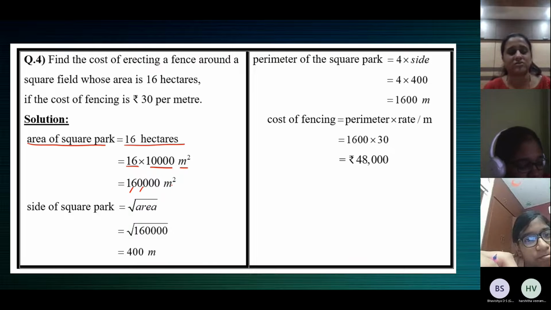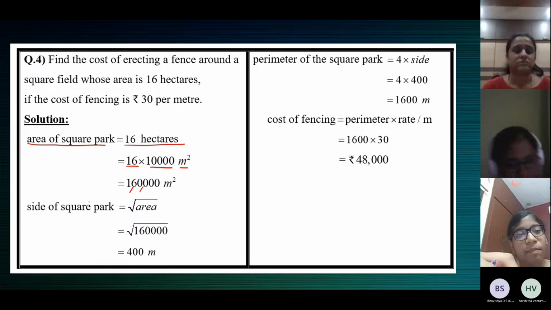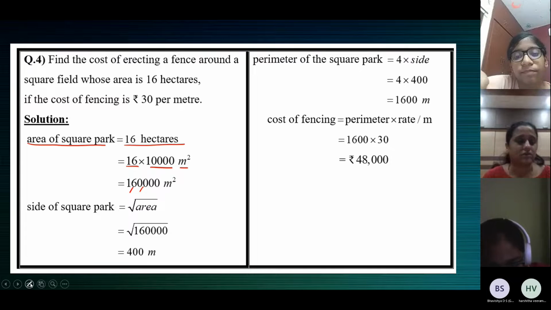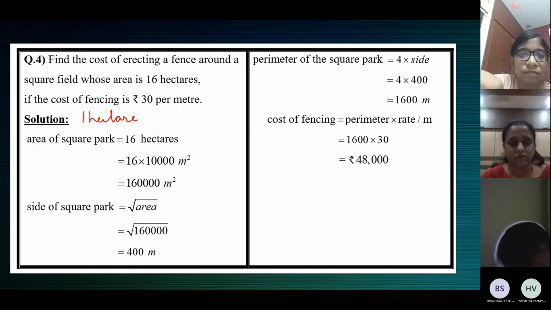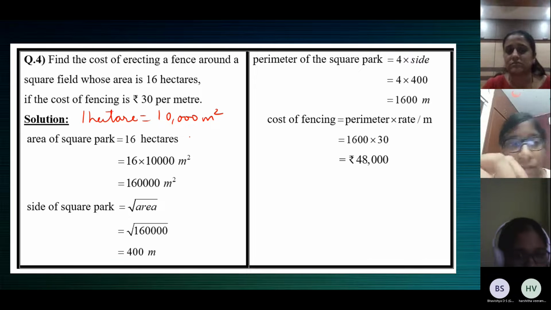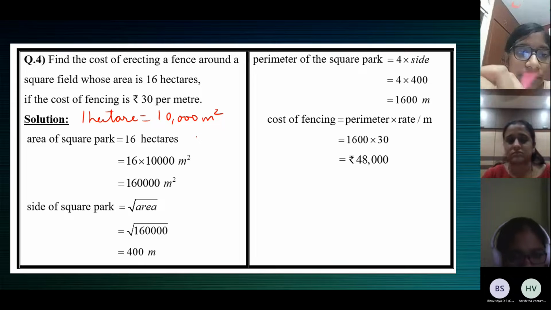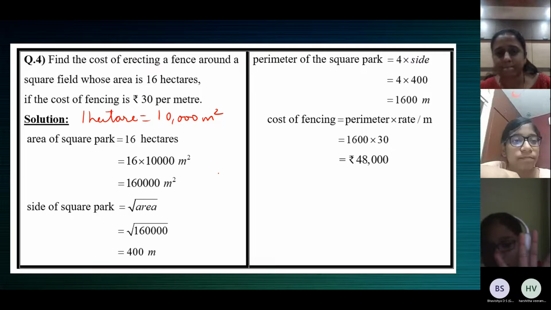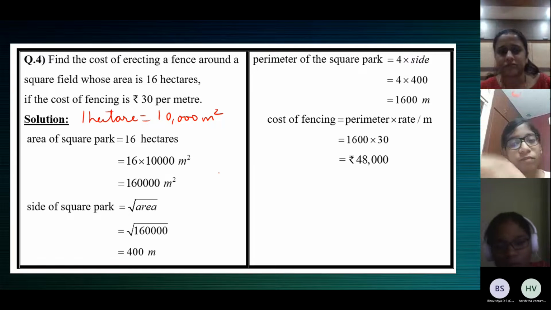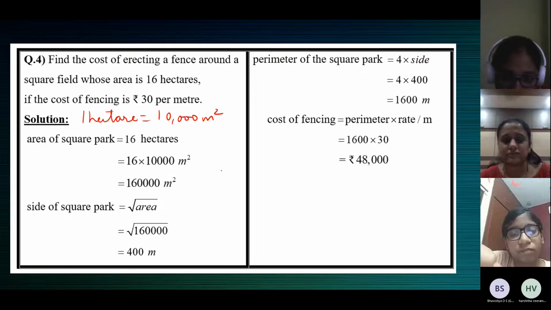I hope you all understood this. Correct? Ma'am, how many zeros does 1 hectare have, ma'am? Swati, please come again. How many zeros does a hectare have? Ma'am, 4 zeros.